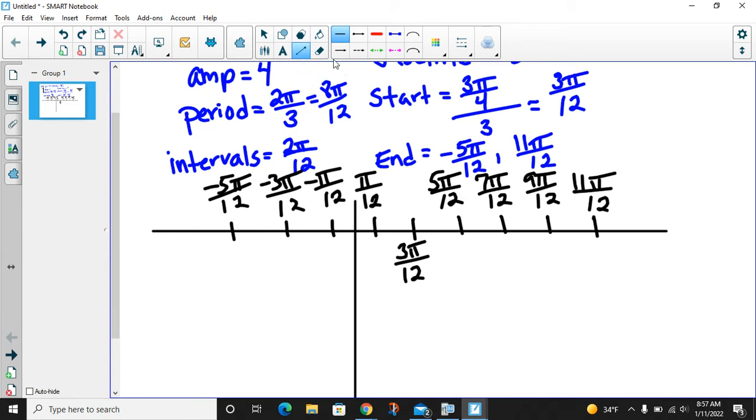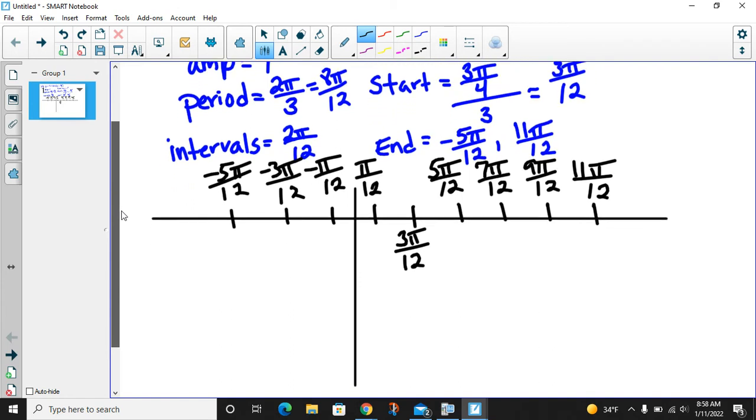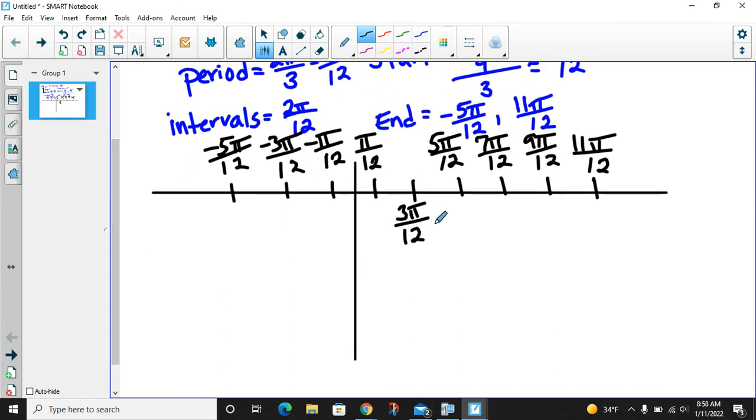All right. Now, my amplitude is 4 and my baseline is negative 5, which means negative 5 is going to be in the middle, and I have to go up 4 and down 4. So I go up 4 to negative 1, and down 4 to negative 9.